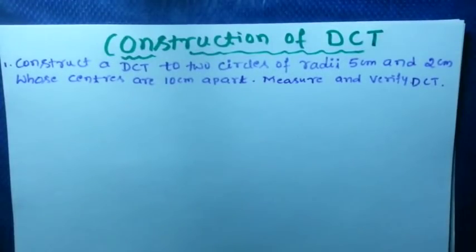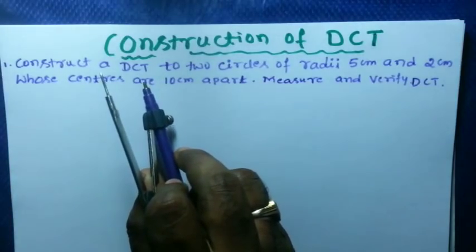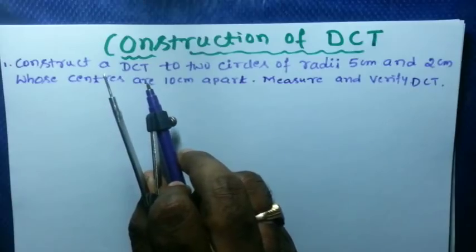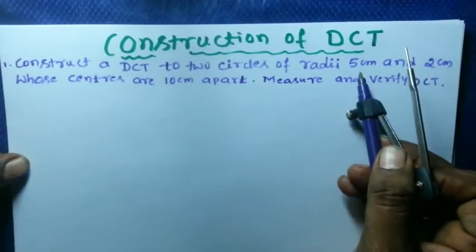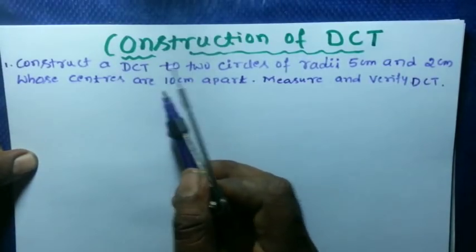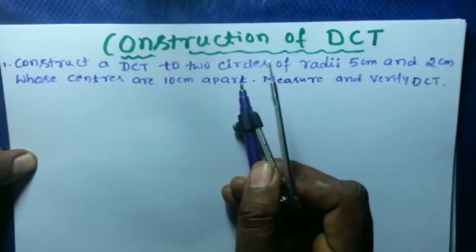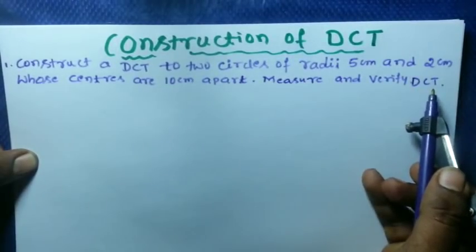Now, how to construct a direct common tangent for two distinct circles? Here is the problem: construct a DCT, meaning direct common tangent, to two circles of radii 5 cm and 2 cm whose centers are 10 cm apart. Measure and verify the DCT.